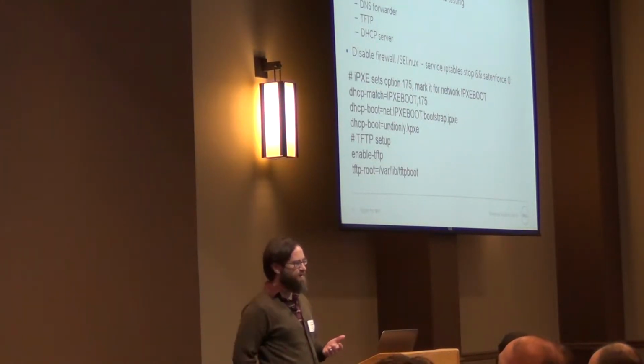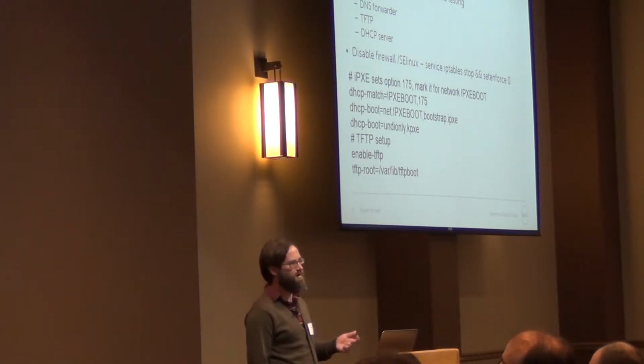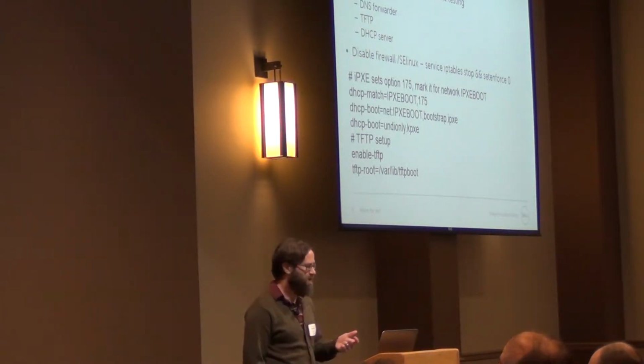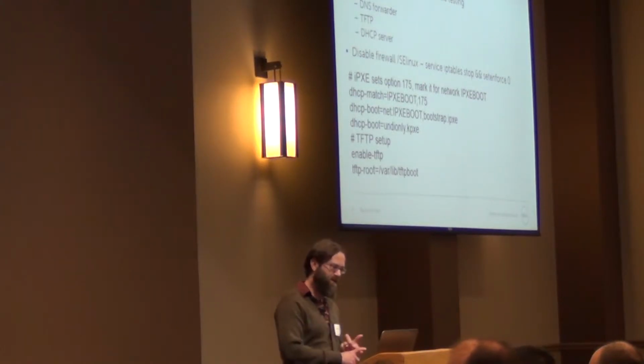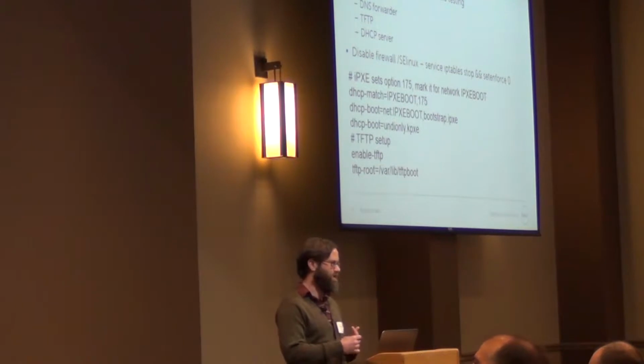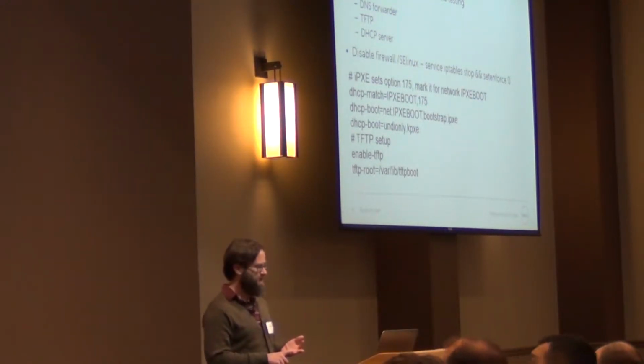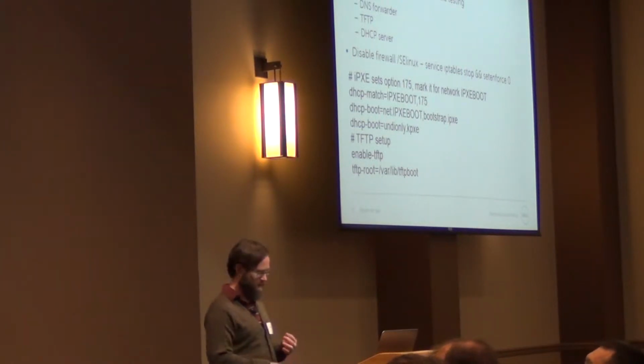And dnsmasq is actually a really nice little tool if you're just running a small network. It's kind of a Swiss Army knife. It acts as a DNS server and a DNS forwarder, so if it doesn't know about a domain name, it'll forward off to a public DNS server. It'll do TFTP, and it's of course also a DHCP server, which is why we're looking at it.